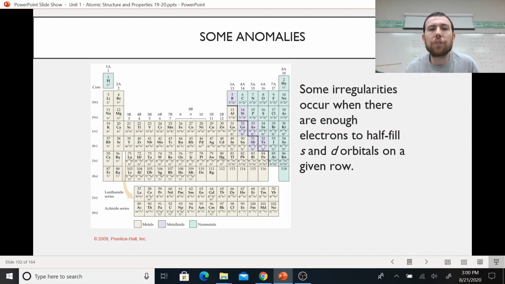So for the scope of our class, this is mostly going to correspond to elements that are in the transition element section on the periodic table.